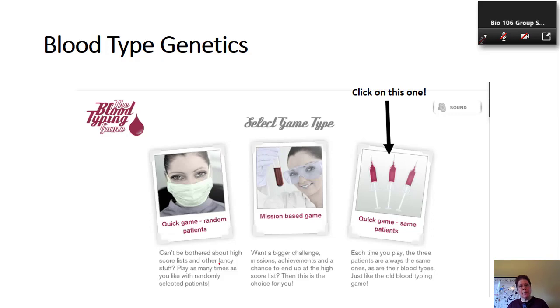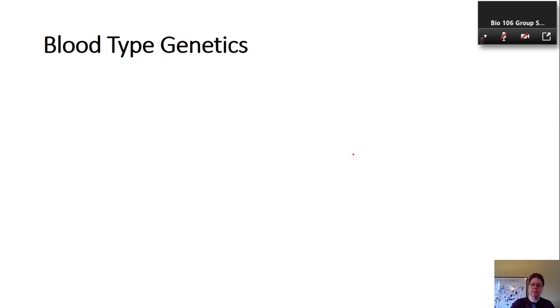Now you're also going to be looking at blood type genetics. I want you to follow the links on the website for the D2L site and learn about blood type. When you go to take the blood type game, you want to do this one. Play the quick game with the same patients. Blood type is kind of interesting.